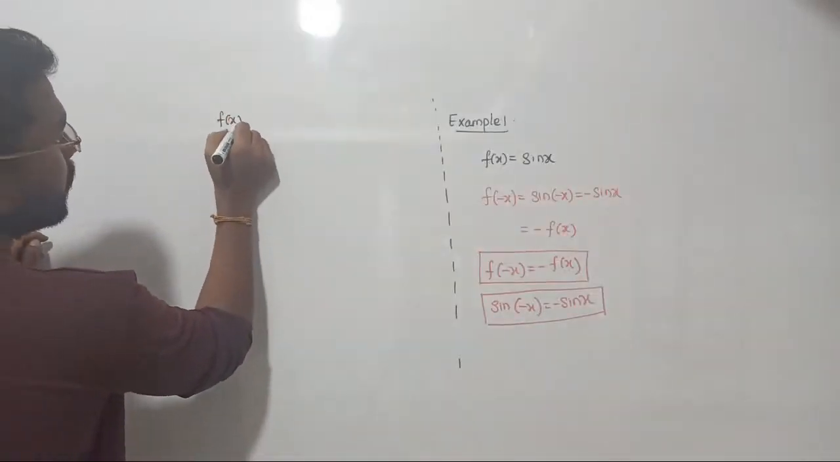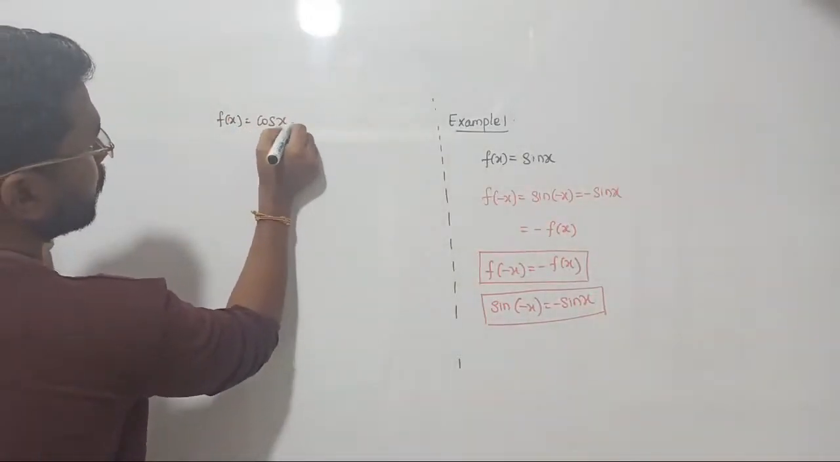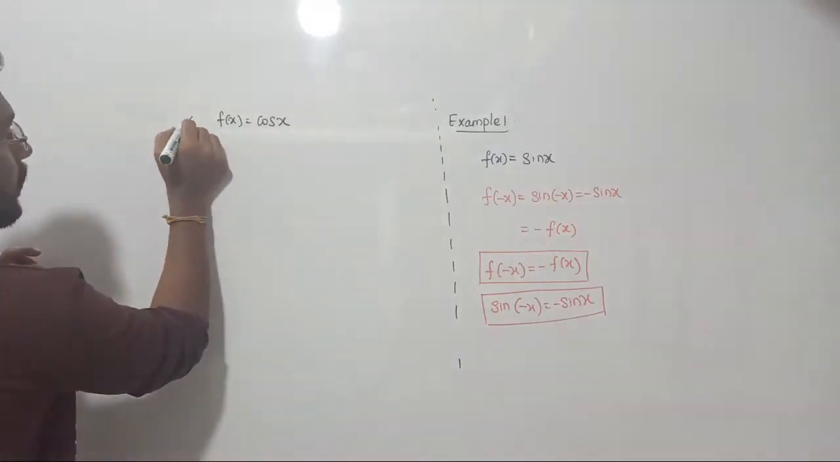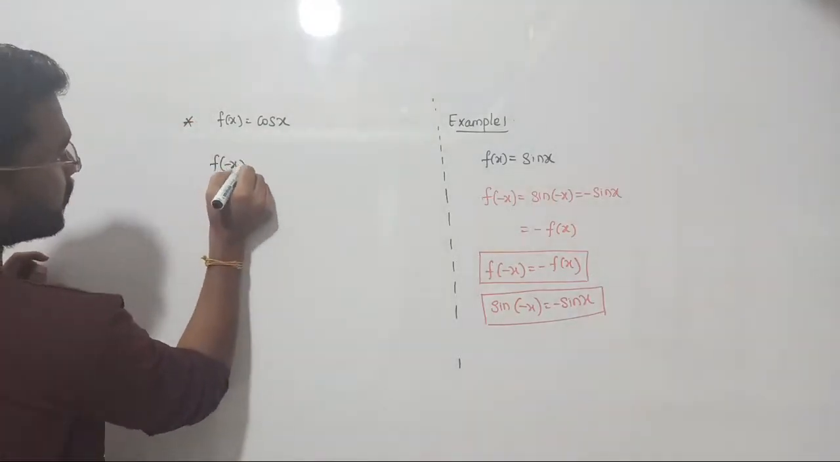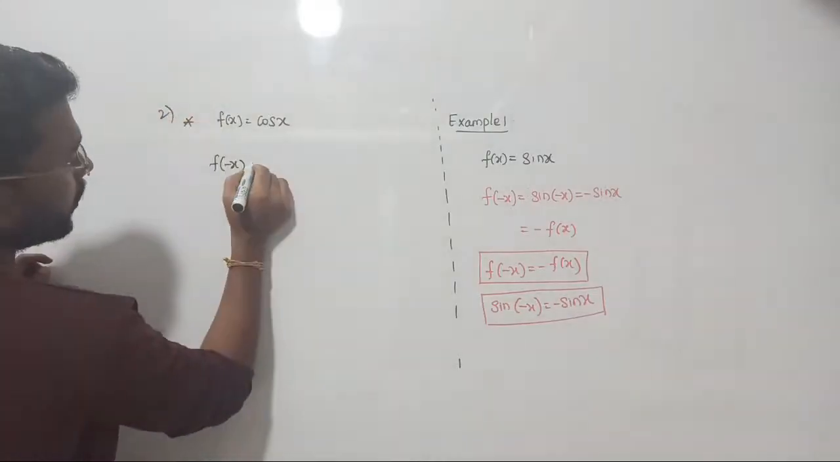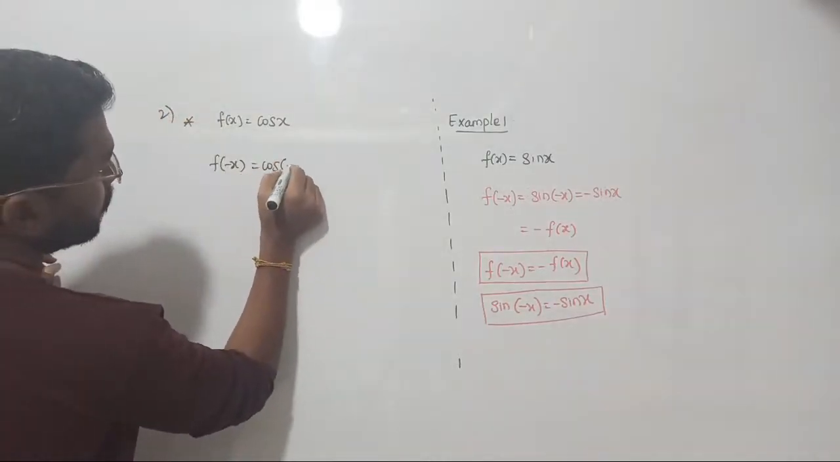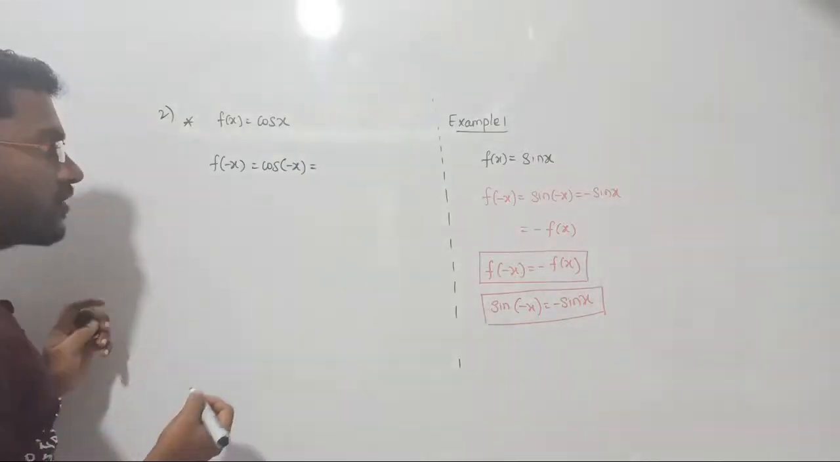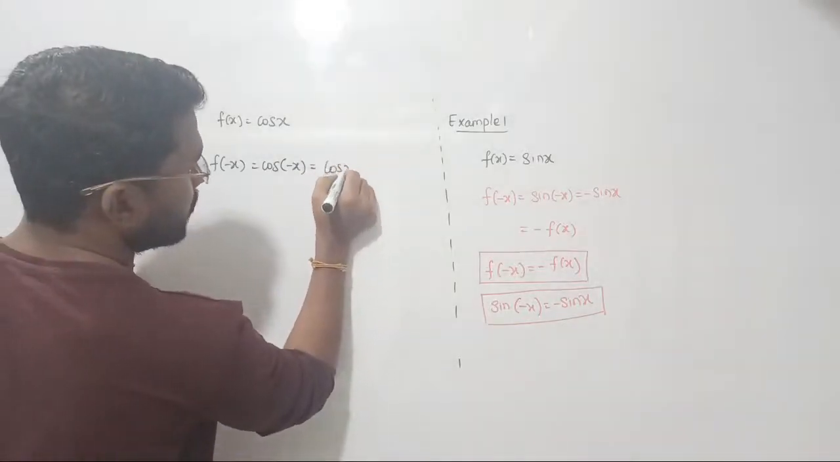If f of x equal to cos x, right, then let us see. We all know f of minus x equal to what? That is the second example. f of minus x equal to cos of minus x. But what we know? Cos of minus theta equal to cos theta only, na? So that is cos x only.